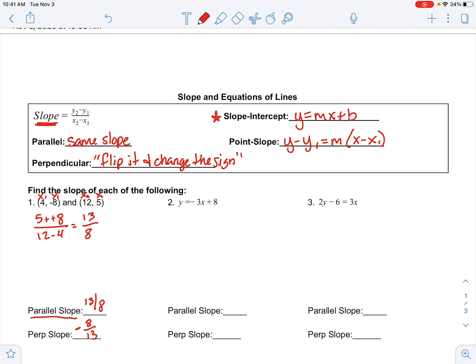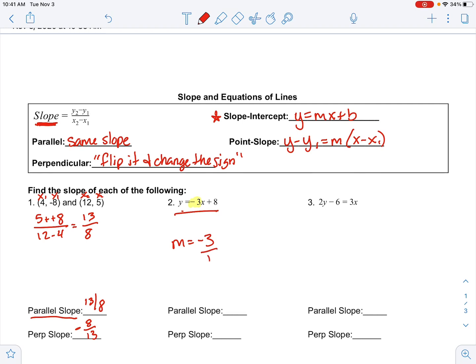Number 2, I want you to do on your own. Go ahead and tell me what the slope is from this equation, and then give me the parallel and perpendicular slope. Okay, so remember y equals mx plus b. Y is all by itself. So which one's the slope? The slope would be the one in front of x. So my slope for this one is -3. Now how do we make a whole number a fraction? Whole numbers are always on top of a 1. So I'm going to put this over a 1.